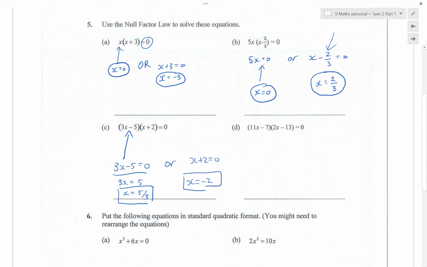Nice and easy one. And this last one over here, 11x minus 7 is equal to 0, or 2x minus 13 is equal to 0. So what we're going to do is, over this side, I'm going to add 7 to both sides, so that's going to give me 11x equals 7. X is equal to, dividing both sides by 11, 7 over 11.